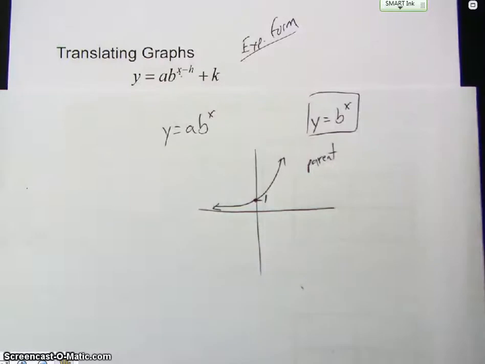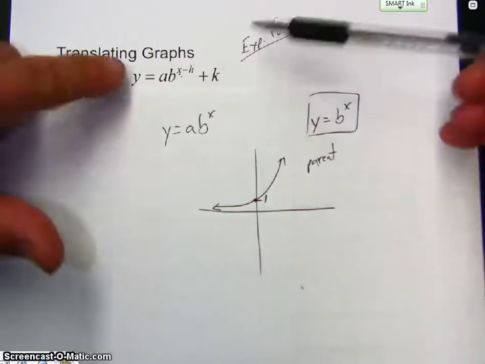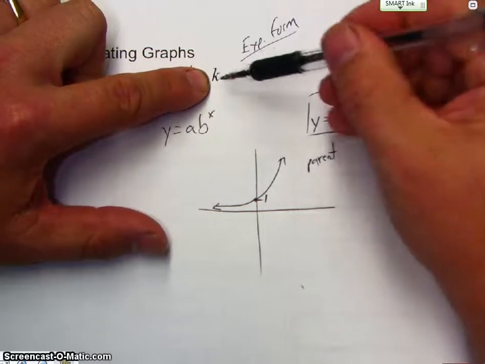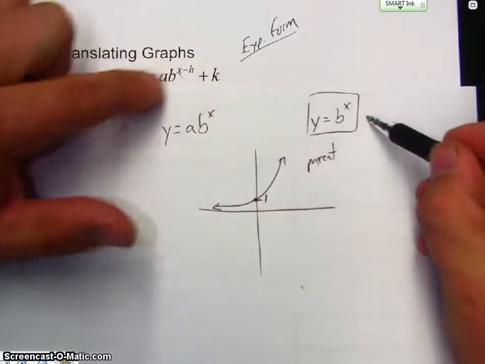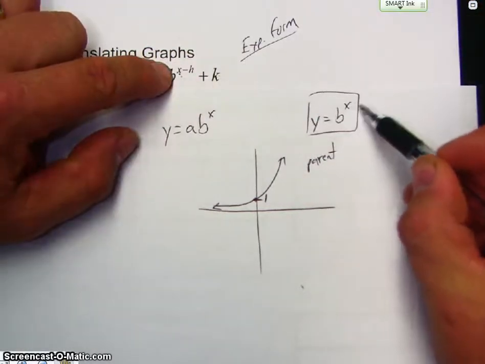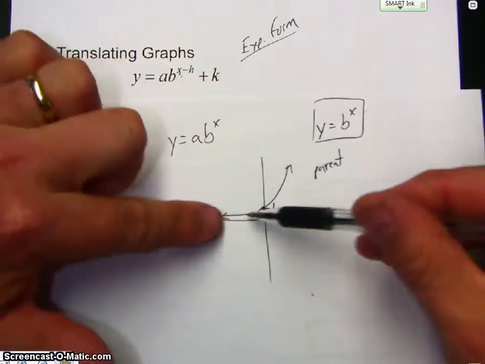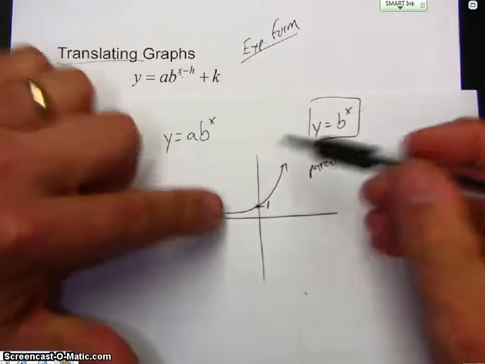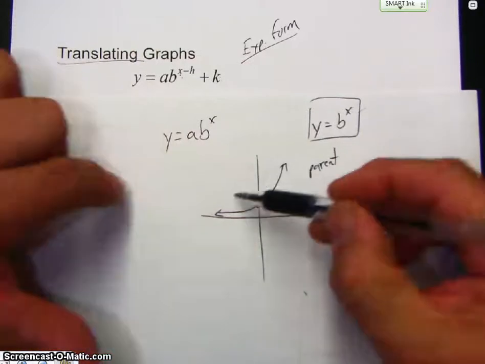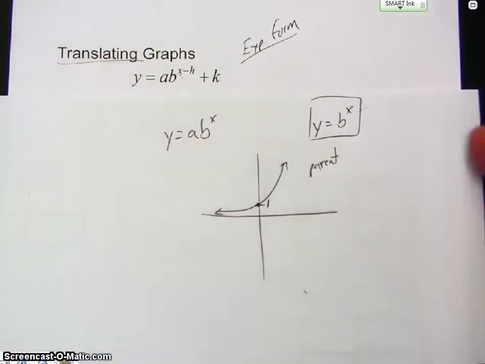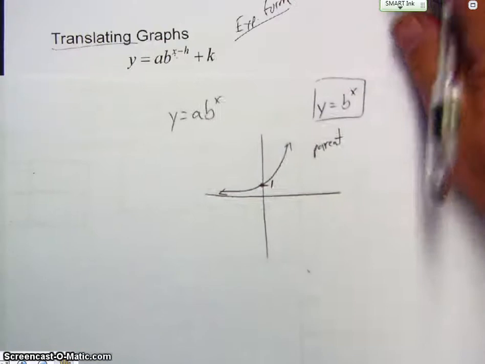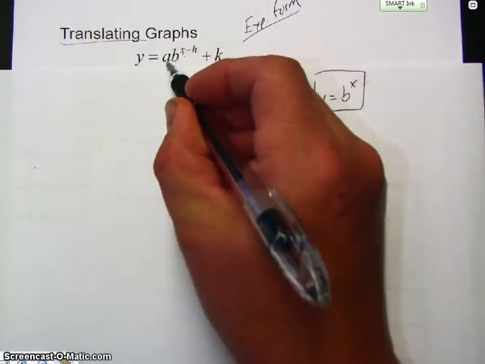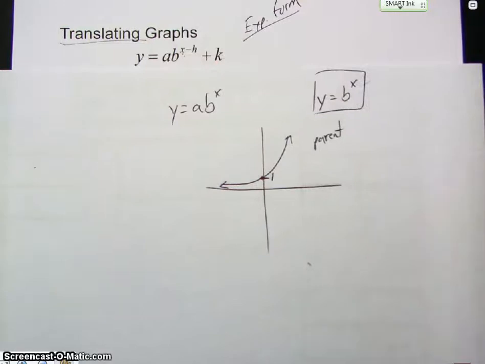So what happens, if you notice here, is that I'm adding a k out here, and I'm adding another value up in the exponent. So that does something to this parent graph. It's translating, so that means we're either moving it up, down, left, or right. And this is all when a is equal to 1. Now, if a is different, of course, that changes things as well.